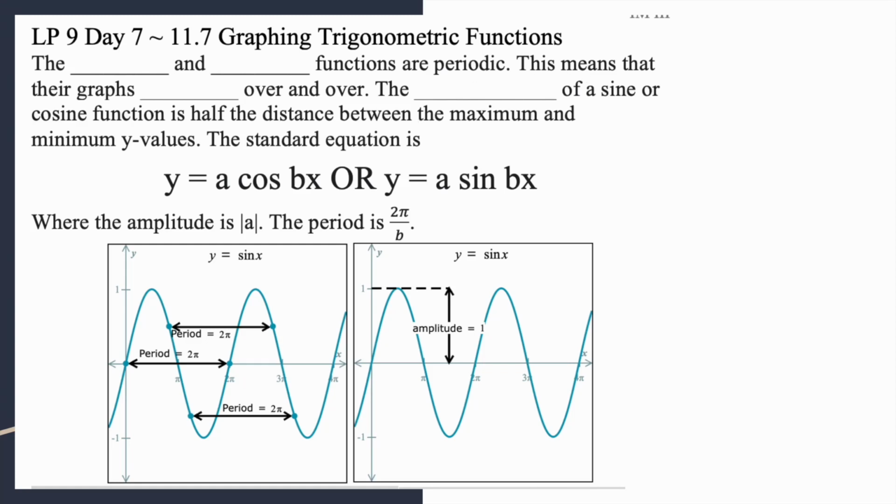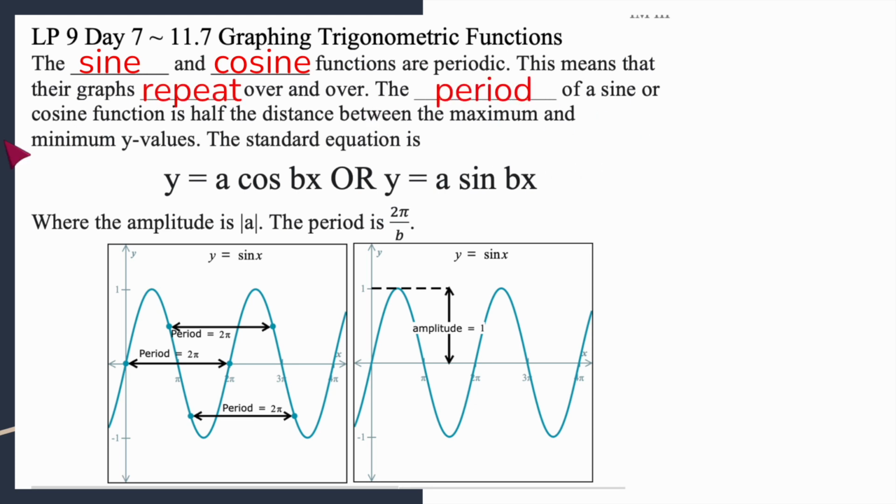All right, so now we're going to talk about amplitude and period. When we actually graph our trigonometric functions, this is what they look like. This is a nice, cute little wavy line here. So we have sine and cosine functions are periodic. This means that their graphs repeat over and over.